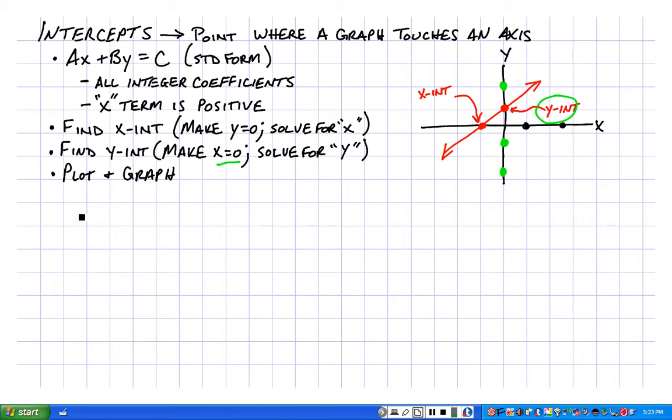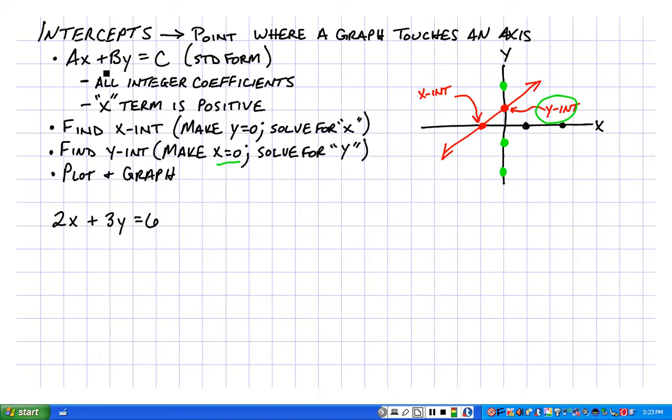Let's go with, to start off, a 2x plus 3y equals 6. 2x plus 3y equals 6. Okay, now let's check our steps.